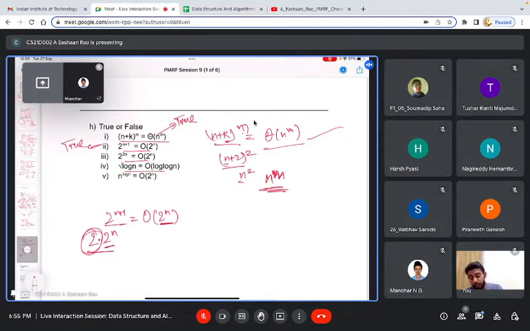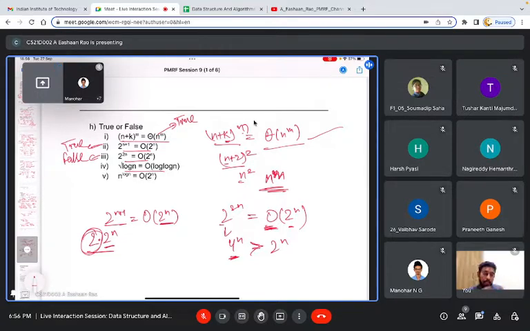Now the third question is interesting. We have 2 raised to 2n equal to big O of 2 raised to n. But if you expand it, it becomes 4 raised to n, which is always greater than 2 raised to n. Since 2 raised to n is smaller than 4 raised to n, we can't say that big O of 2 raised to n is correct for 2 raised to 2n. So in this case, it will be false.